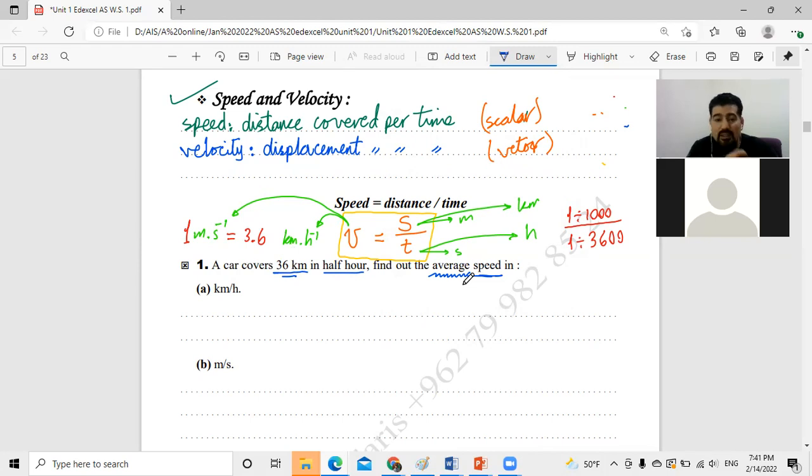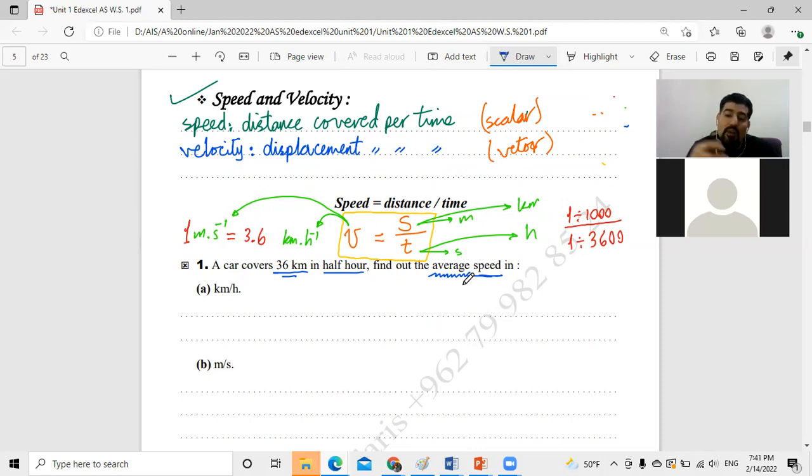Excellent. Another answer? Because they didn't mention what? Direction. And maybe the direction changes during the 36 kilometers. It doesn't keep moving in a straight line. Exactly. There's no displacement. There's no direction.